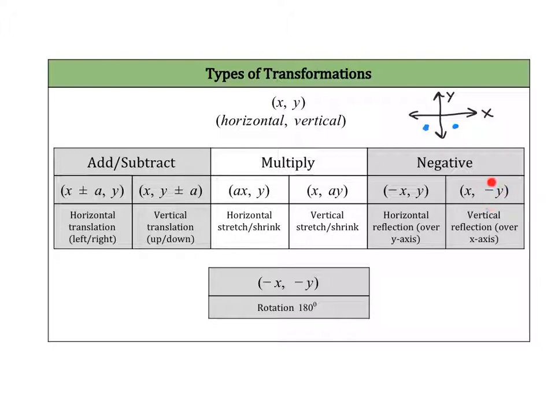Or if you multiply your y value by a negative, we call it a vertical reflection. So instead of going from side to side, if you reflect it vertically, it goes up and down. You can see it actually reflects over the x-axis. Again, this is what happens if you multiply one of your values by negative. And if you multiply both values by negative, it actually rotates your graph 180 degrees, which is essentially a half circle.